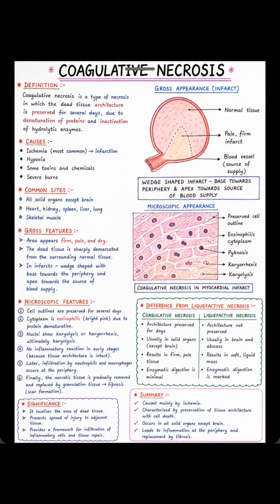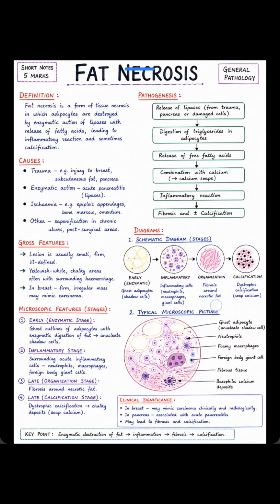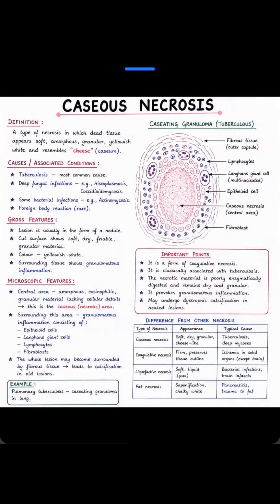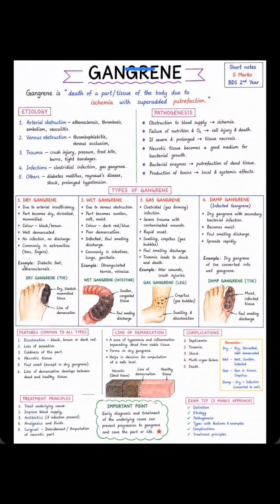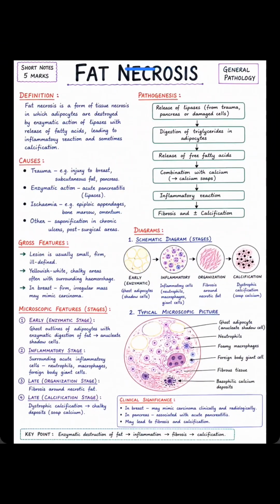Today we are breaking down a massive topic in general pathology that always shows up in your university exams, necrosis and gangrene. And we are going to go line by line through the ultimate high yield notes using memory hooks and real world examples, so you can never forget these concepts.